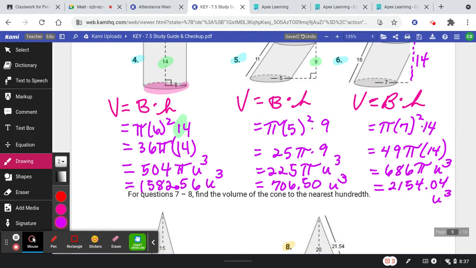Anybody have questions on 4, 5, or 6? Again, I think you guys tend to do way better with volume than you do with surface area anyways. Today's quiz should be nice.